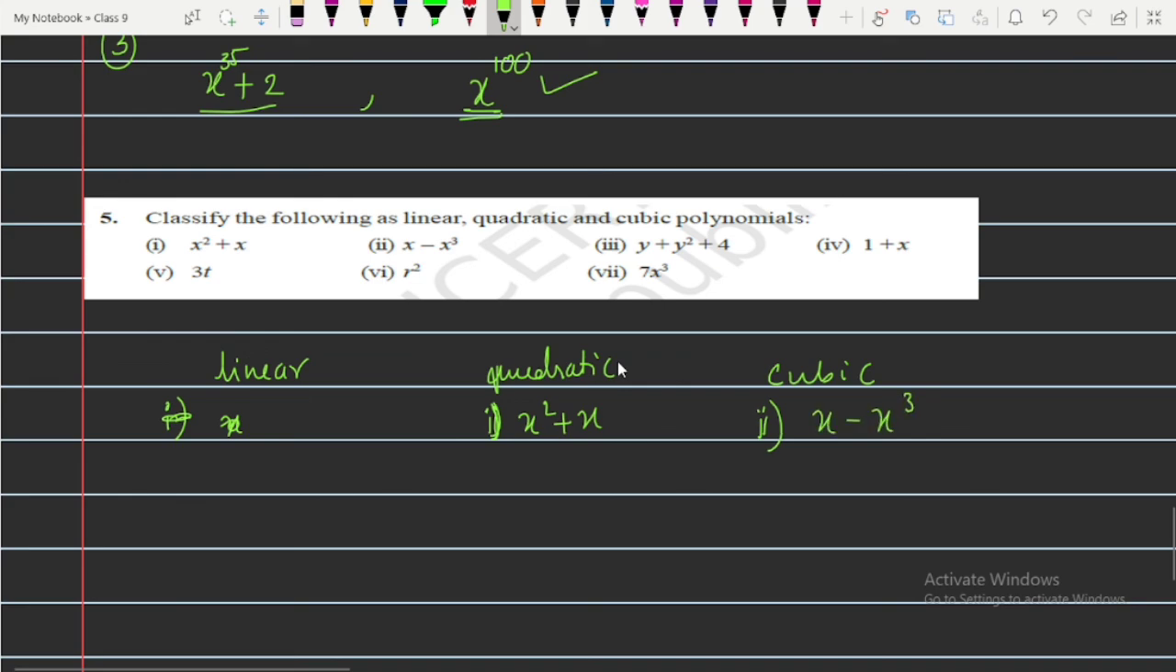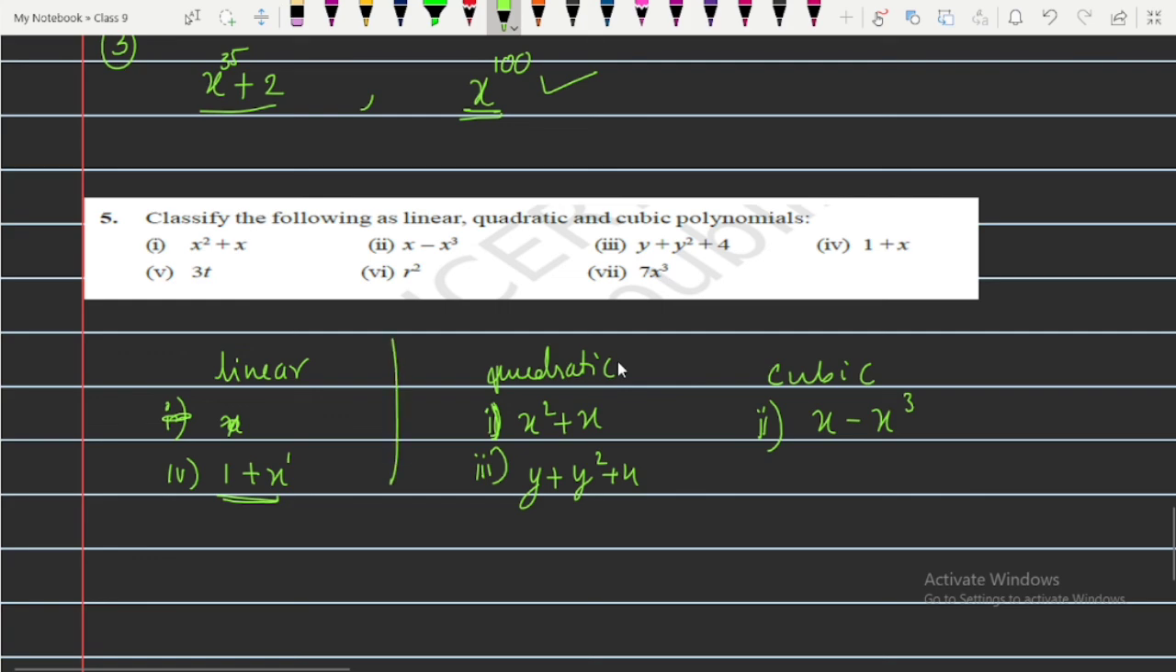What about the third one? You can see its degree is 2. So it will be a quadratic, 5 plus y square plus 4. And the fourth one is 1 plus x. Here you can see the power of the variable is 1. So it is a linear polynomial. In this way you can answer the remaining 3 questions.